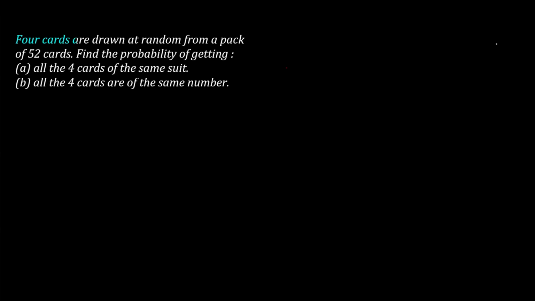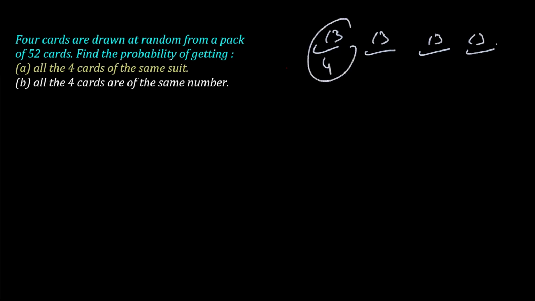In this question, it says 4 cards are drawn at random from a pack of 52 cards, and what we have to find out is the probability of getting all 4 cards of the same suit, and the second is all 4 cards of the same number. So let's do the first part, all 4 cards of the same suit. There are 4 suits: diamonds, hearts, clubs, and spades. There are 13 each in number, and we need 4 cards, either of hearts or 4 cards of diamonds and so on.